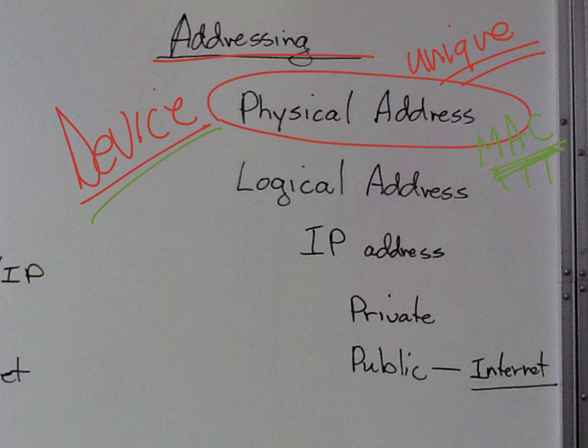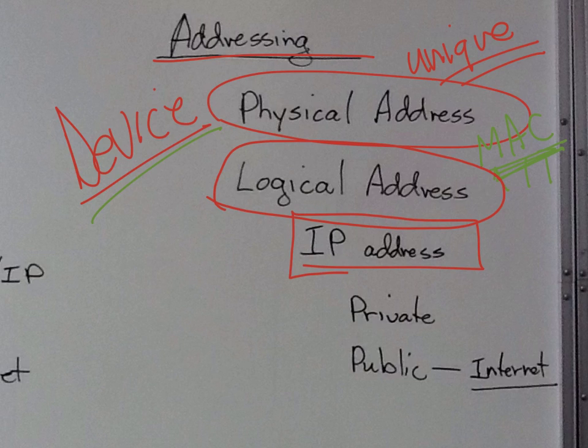The next key thing then, now we also have a logical address. We get an IP address to go along with that physical address. And that IP address will be unique in our network.